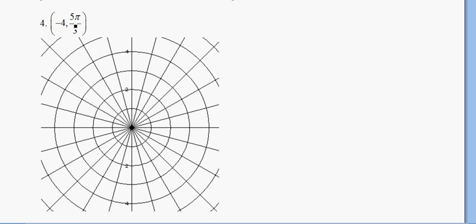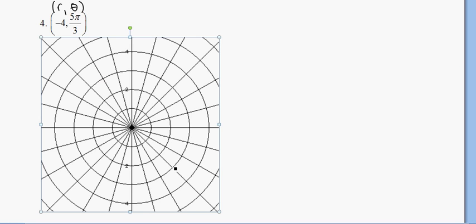So we have 5 pi over 3 and negative 4. Again, this is my radius and this is my angle. So 5 pi over 3, well, we always skip the beginning 2. I know I'm in the 4th quadrant. So this is 5 pi over 3, this is 7 pi over 4, and this is 11 pi over 6. So I want 5 pi over 3, which is going to be this one right here.